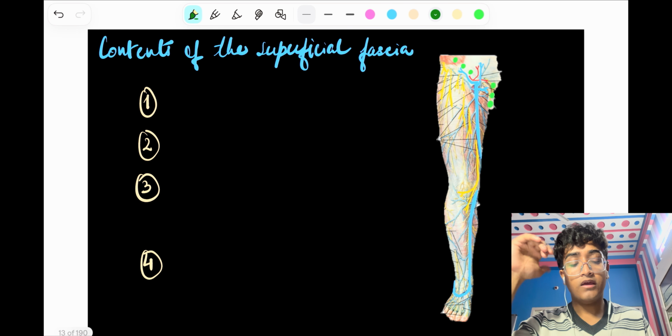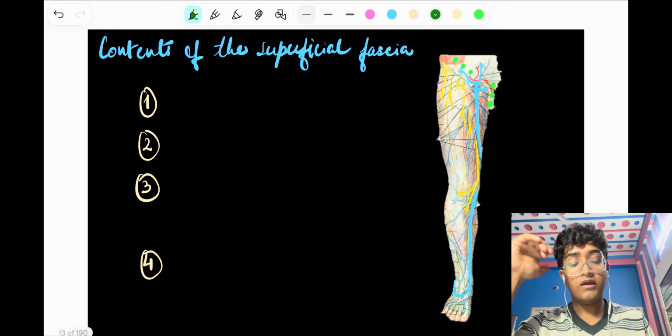Now what are the contents of the superficial fascia of the front of the thigh? It contains cutaneous nerves, then superficial veins, superficial arteries, and superficial lymph nodes.